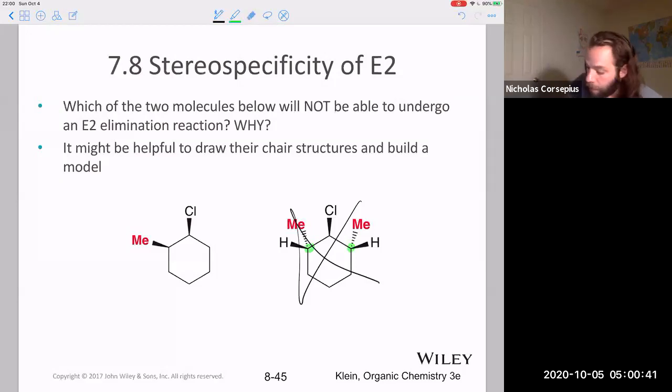Okay. This one, however, because you have this hydrogen over there, you also have this beta carbon, which you can pull from, but nonetheless, will actually be able to undergo these E2 reactions. So drawing your chair conformations is going to be really important for determining whether or not a cyclic alkane will undergo an E2 reaction.